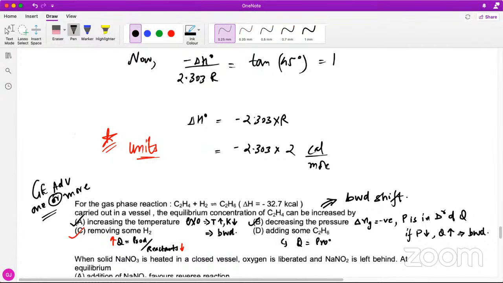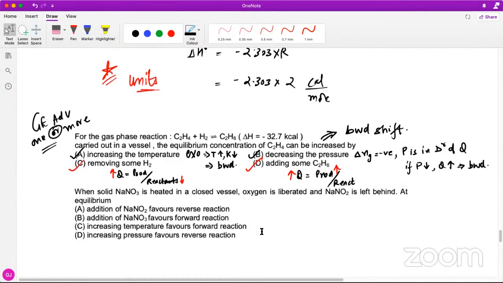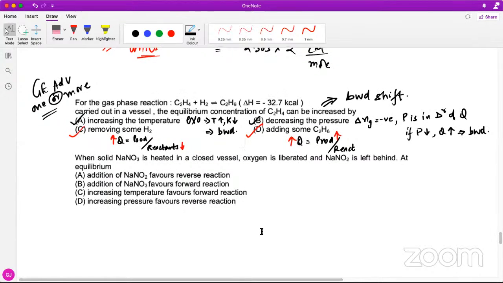Right. Same here. Q is equal to products upon reactants. और यहाँ पर C2H6 is the product. और मैं add कर रहा हूँ product को बढ़ा रहा हूँ. So if I'm increasing the numerator, then Q increases. Again, the shift would be backward. समझ में आया? Yes, sir. किसी को किसी ऑप्शन में डाउट है? If no, then get me the answer to this question.